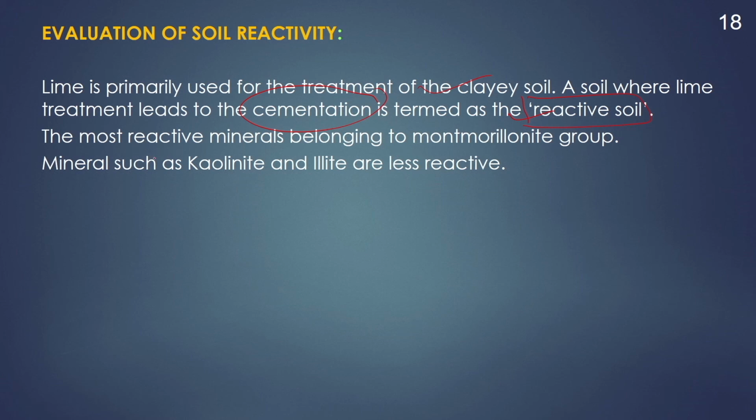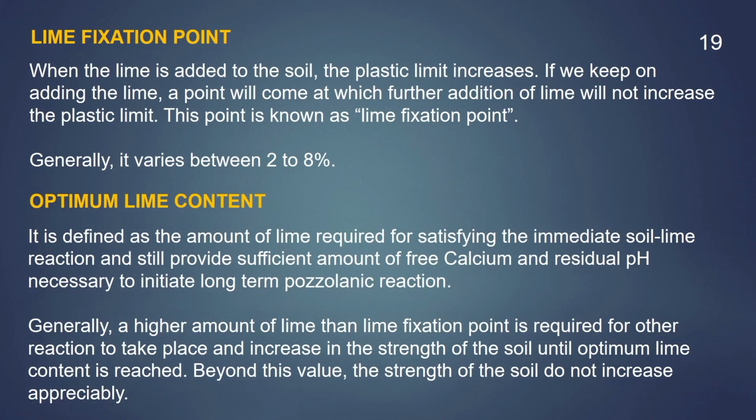The most reactive mineral which can be used for the lime treatment is montmorillonite, and minerals such as kaolinite and illite are less reactive in comparison to montmorillonite. When we start adding lime to the soil, the strength gain of the soil starts to take place, or the soil starts to increase its strength.